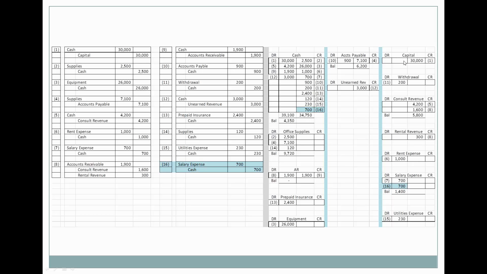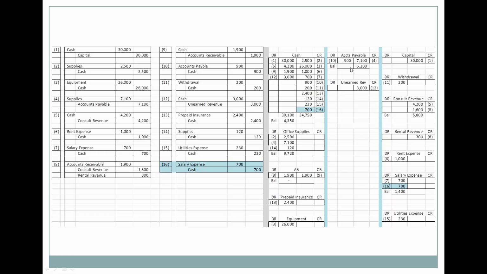Now let's look at balancing our T accounts. We always do the same three things when we balance a T account. We add up all of the debits, we add up all of the credits. So this is the total of the debits, this is the total of the credits. Then we take the smaller from the larger, and that's our ending balance.